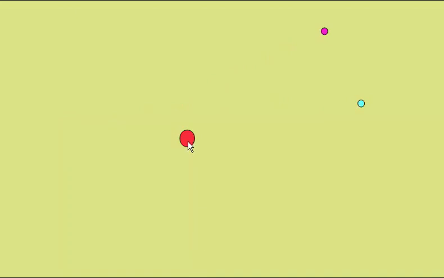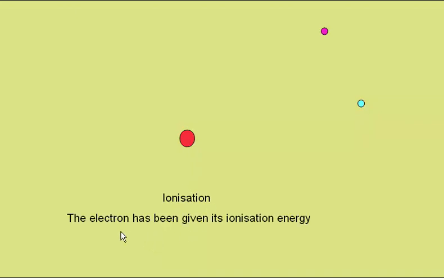This is now a charged particle, or an ion, so that was ionization. The electron has been given its ionization energy due to the collision.